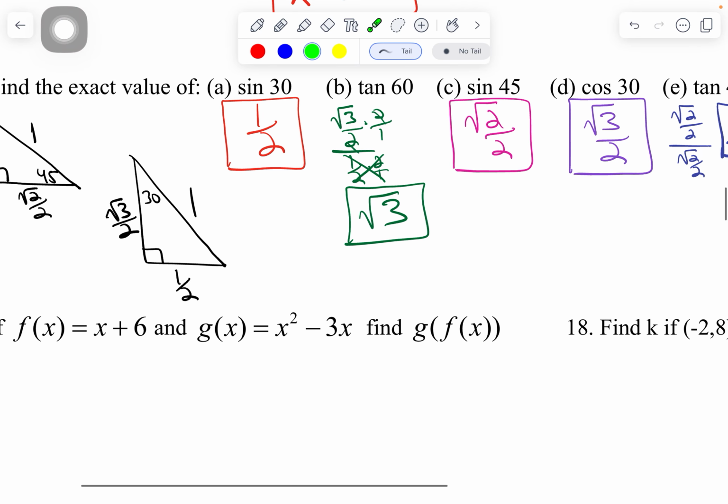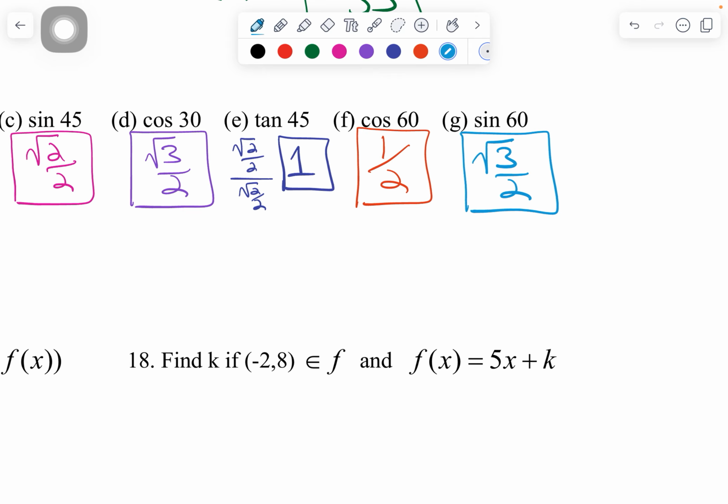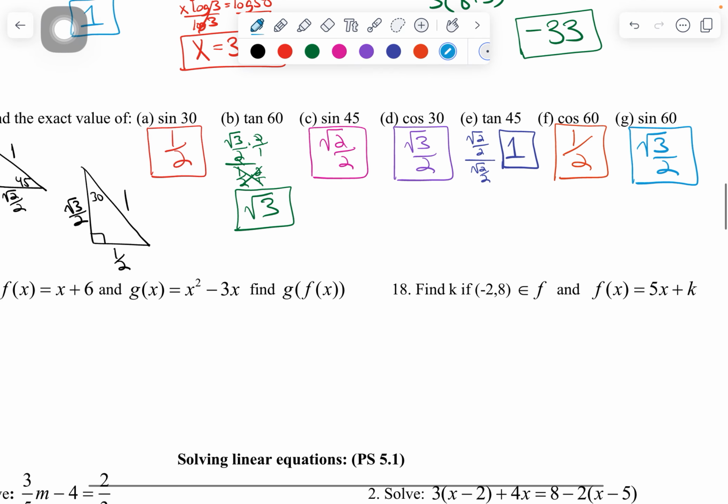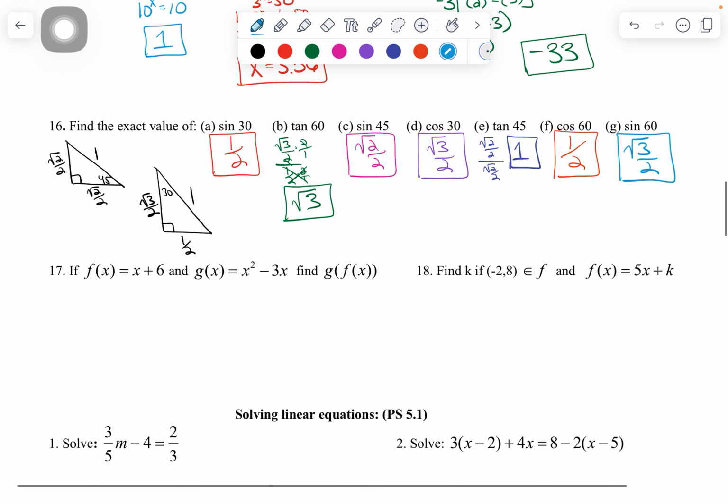And sine of 60. So back here, 60 here. That is the opposite over the hypotenuse. So root 3 over 2. All right, so you could use your special right triangles, or you could actually find all this information out of the unit circle. It will not matter which way you find it.